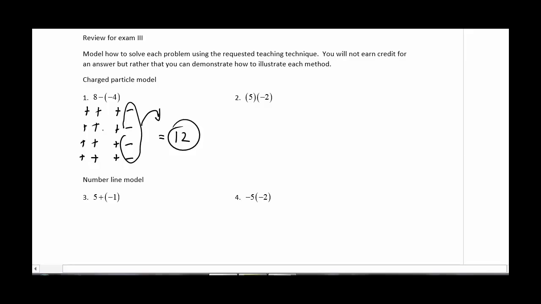Number 2, 5 times negative 2. Well, 5 times negative 2, I need 5 sets of negative 2. So you kind of have to think, what would that look like? Well, there's a set of negative 2. There's another set of negative 2. There's another set of negative 2. So I've got 1, 2, 3, 4, 5 of those. So just group them together and show that there are in fact 5 sets of these things. And so together they end up giving us negative 10.